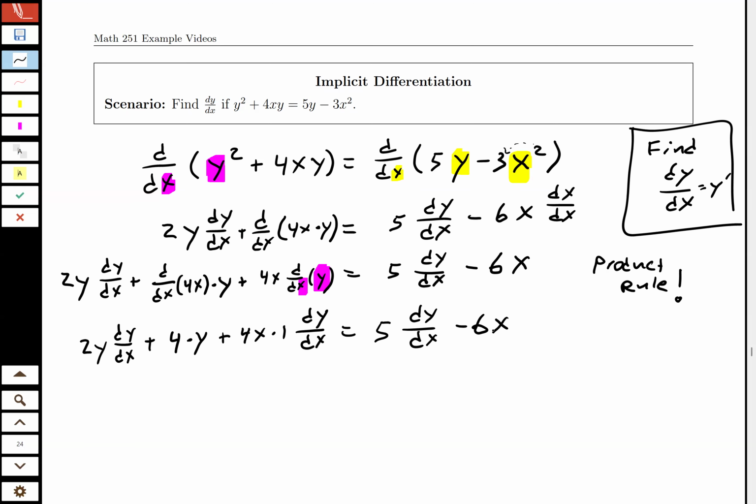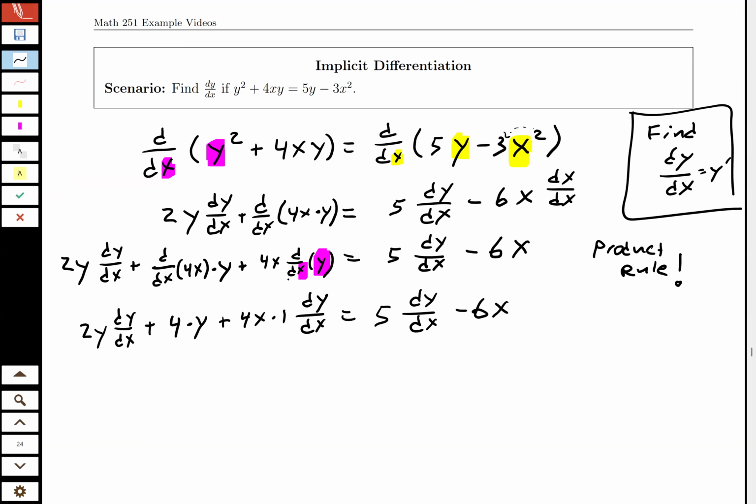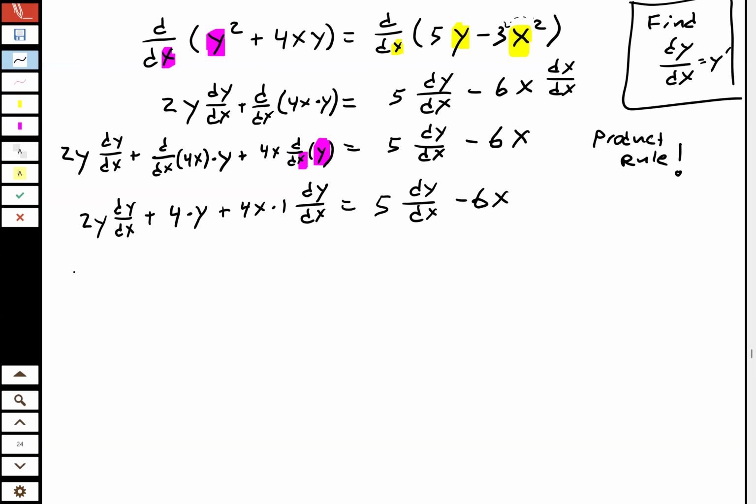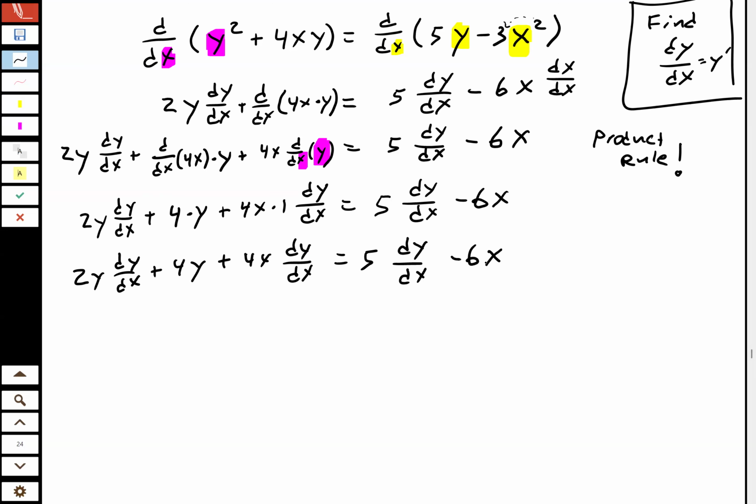Let's multiply some things out. Let's combine some like terms. I've got 2y dy/dx plus 4y plus 4x dy/dx is equal to 5 dy/dx minus 6x.